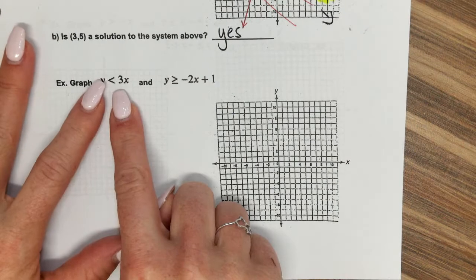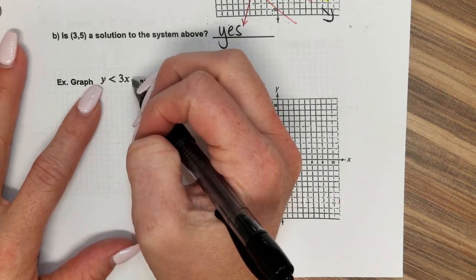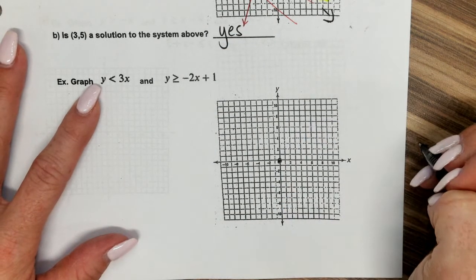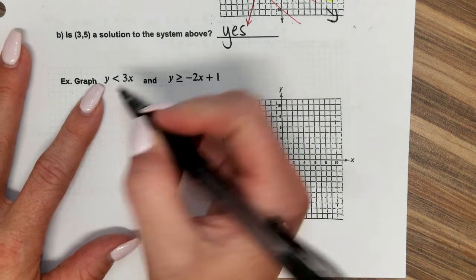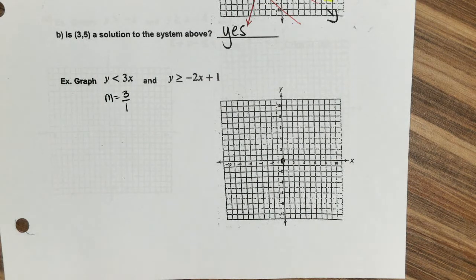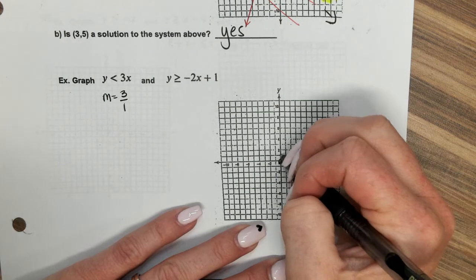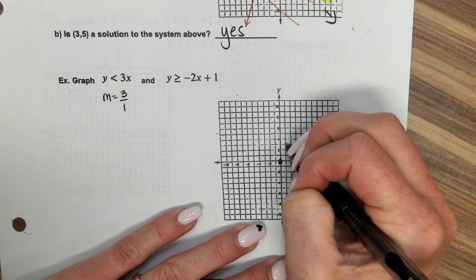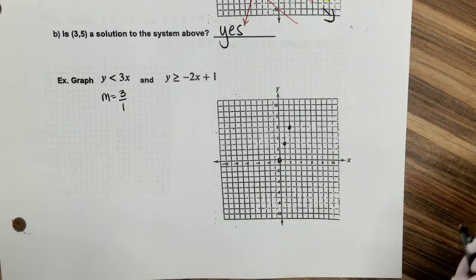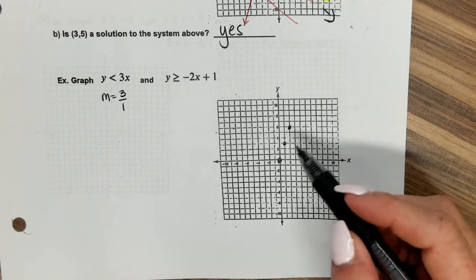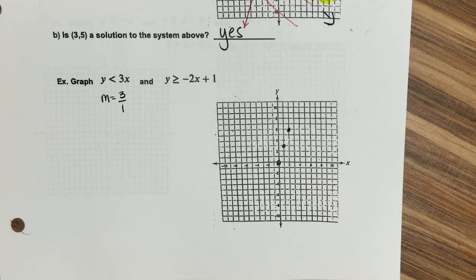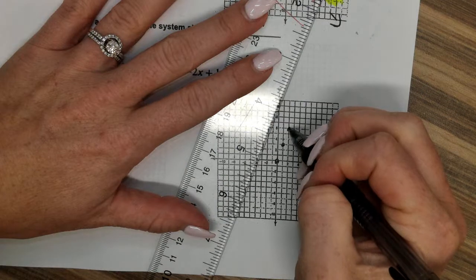Okay, I'm going to do this one in black. What is my starting point? 0. What is my slope of this one? 3 over 1. So I'm going to rise up 3 and run 1 right. Will this one have a solid or dashed line? Dashed.